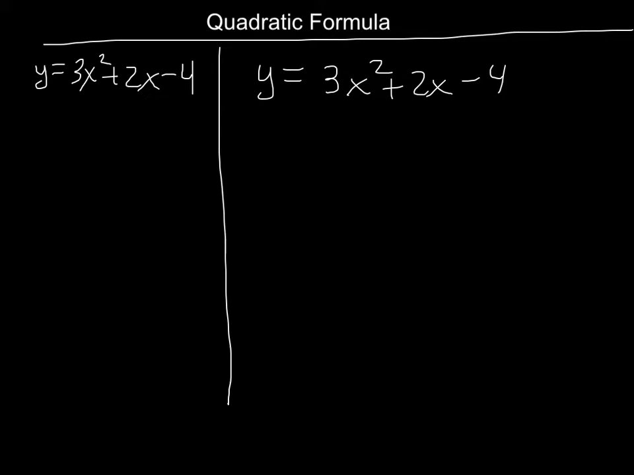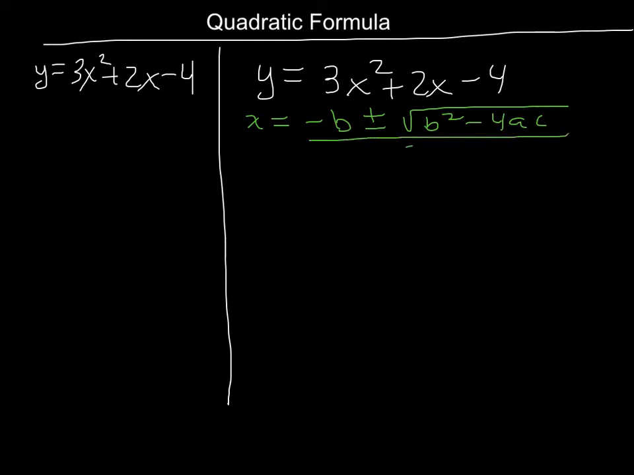All right. So what I'm going to do first, I'm going to write down my quadratic formula, and here it is. It was x equals negative b plus or minus the square root of b squared minus 4ac, all of that divided by 2a.